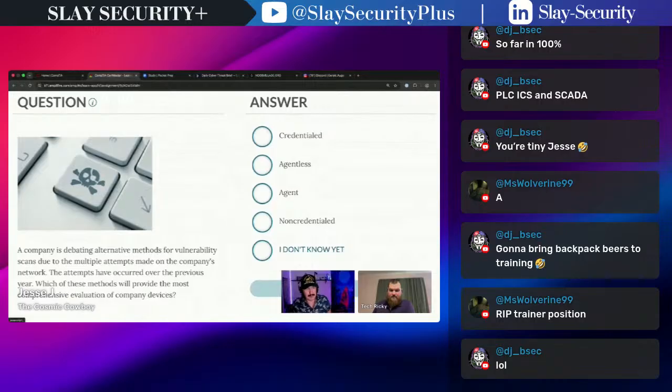In the world of vulnerability scanning, a non-credentialed scan is really, really, really useless. I wouldn't say useless. You're not going to get near as much quality information.